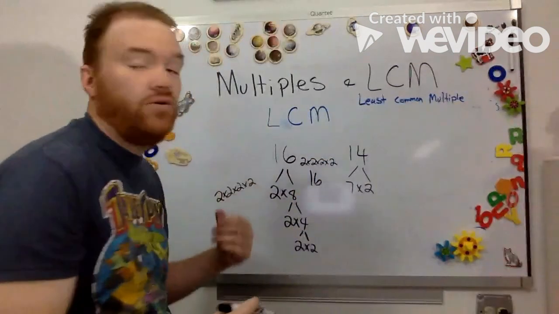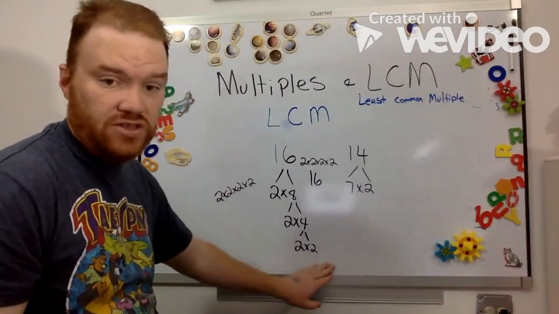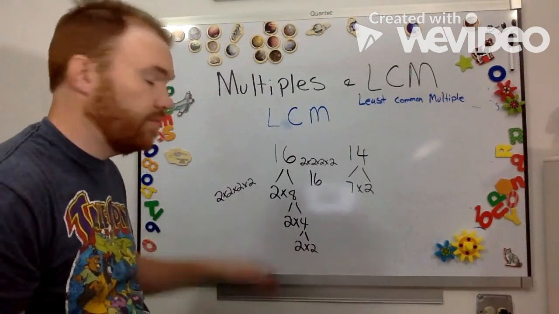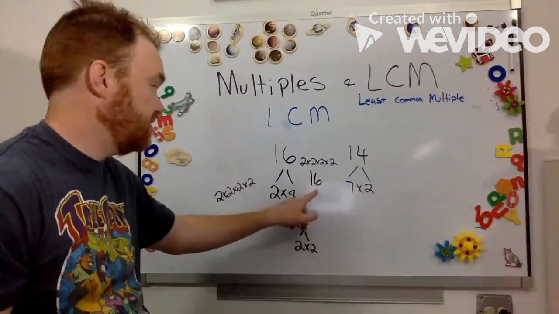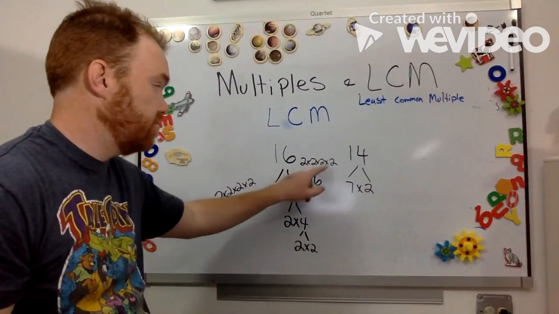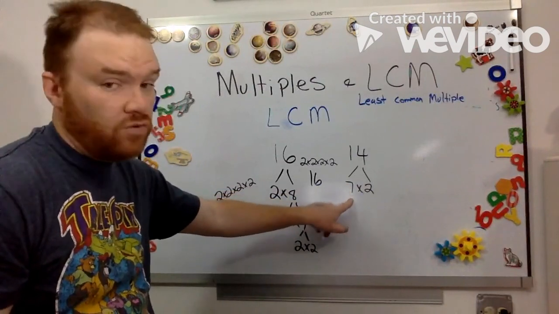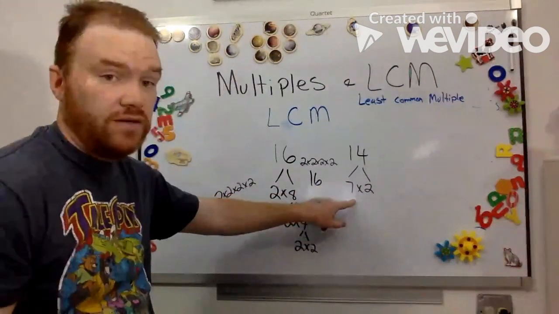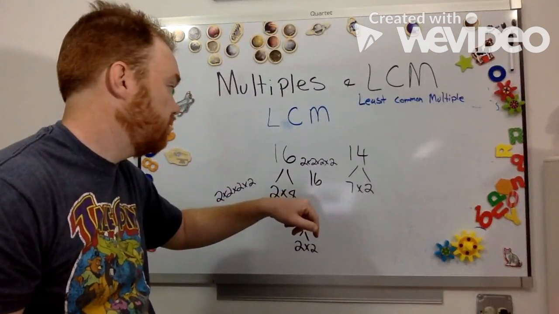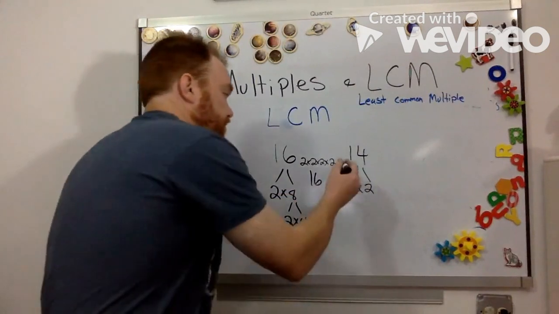Okay, how do I know that it's 16? Well, once you get your prime factorization, you know that when you multiply them all together, you get that number. So 16 is 2 times 2 times 2 times 2. 7 is another common one. This only has 1 7. It's still okay. We're still going to use it.